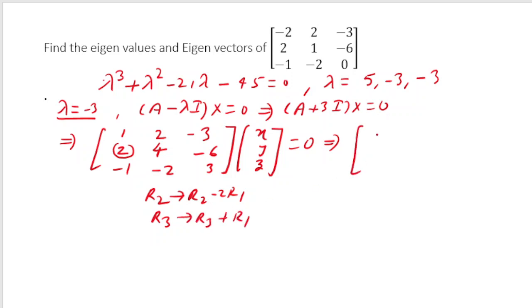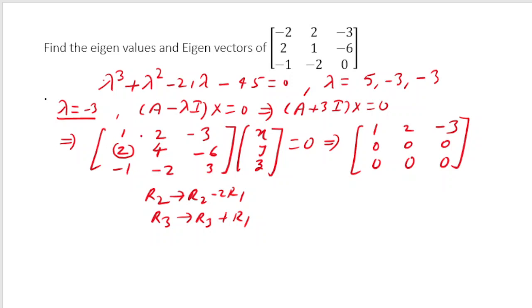I will get 1, 2, minus 3, 0, 0, 0, 0, 0, 0. Everything will become 0. You can clearly see this is twice of the first row. 1, 2, 3, 2, 4, minus 6. This is just minus 1 times this row. So minus 1, minus 2, and 3.